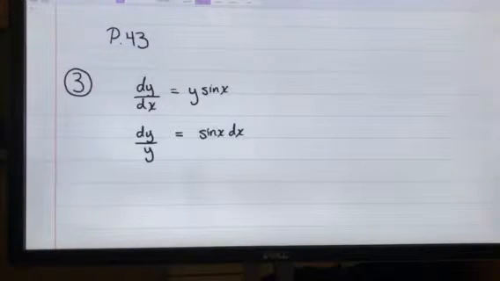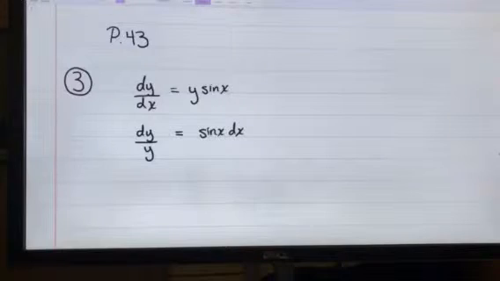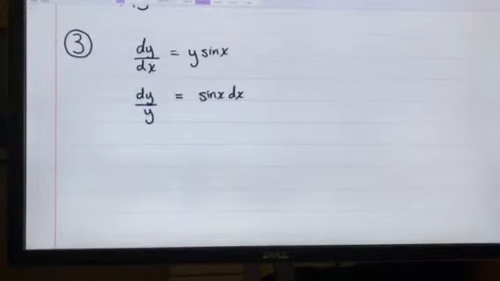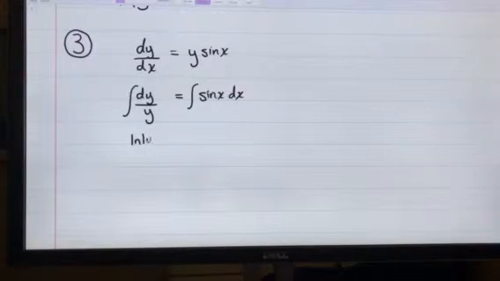Upon integrating on both sides, for the antiderivatives, to the left, we will have the natural logarithm of the absolute value of y, and placing the constant to the right, we have equal to the negative of the cosine of x, followed by the constant.